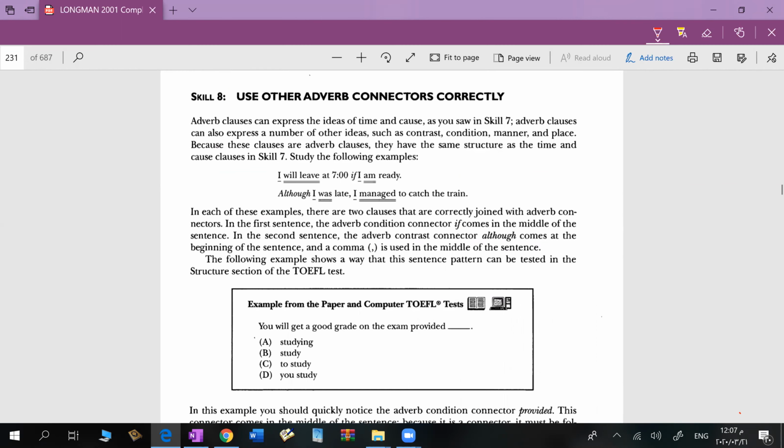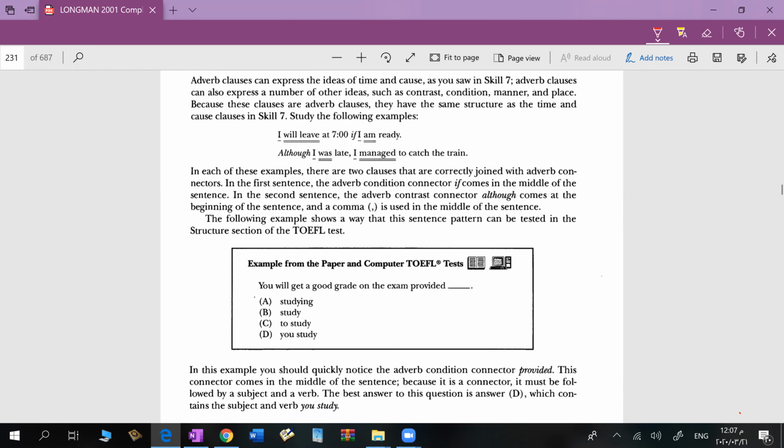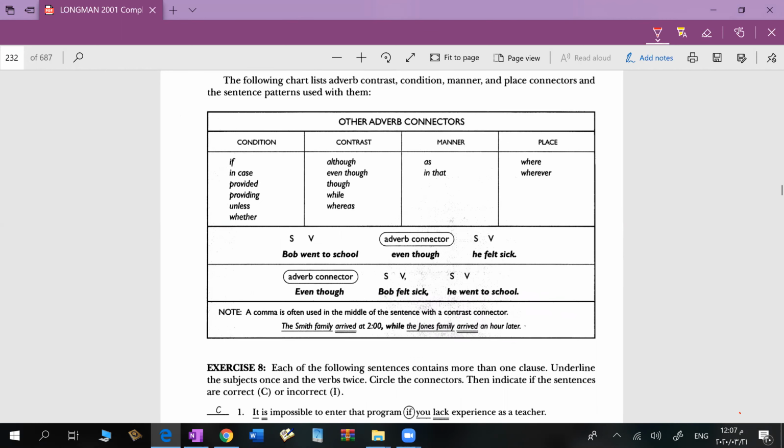Okay, so here use other adverb connectors correctly. We have so many other adverb or subordinate connectors, like what? Like these ones to show condition, for example: if, in case, provided, providing, unless, whether. And I would like to stress that provided and providing are rarely used, but they are very good connectors, and you can use them in IELTS speaking and writing, by the way, instead of if, which is going to make your writing or speaking better.